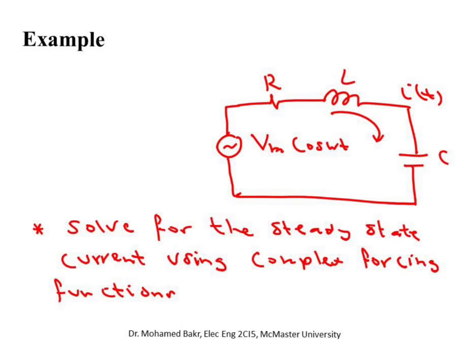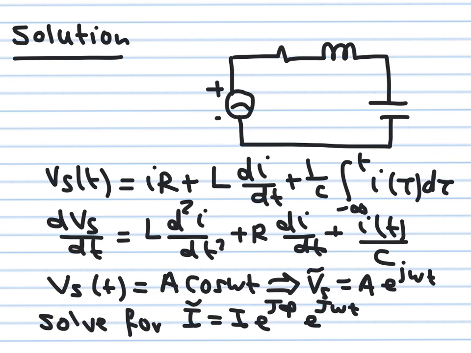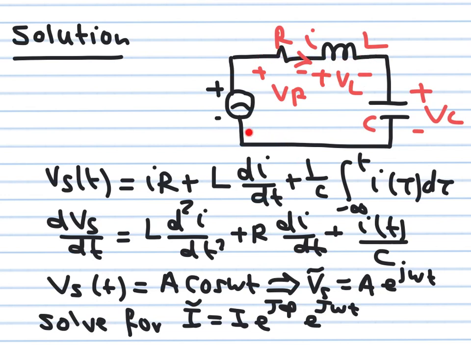We start first by writing the differential equation governing this circuit. As you can see, we have three components connected in series. So I have here VL, VC, and VR. There is a current flowing here, I, and this resistance is R, this is L, and this is C. So we can simply say here that the voltage across the source at any time is equal to the drop across the resistor plus VL plus VC. The voltage across the resistor is equal to IR. The voltage across the inductor is L di by dt. Remember, the current flowing in all three components is the same. And the voltage across the capacitor is the integral of the current: 1 over C, the integral from minus infinity to t of I of tau d tau.